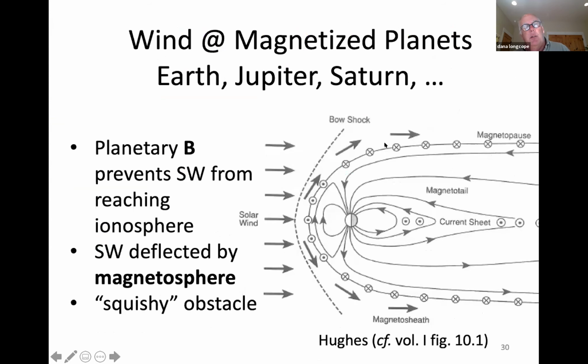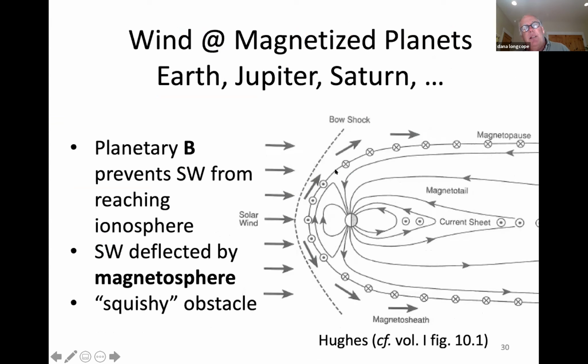And this is sort of a big picture of that. This is the magnetic field that the Earth has generated. We talked about why the Earth has a magnetic field. And the solar wind has to go around that, so we get this bow shock region.